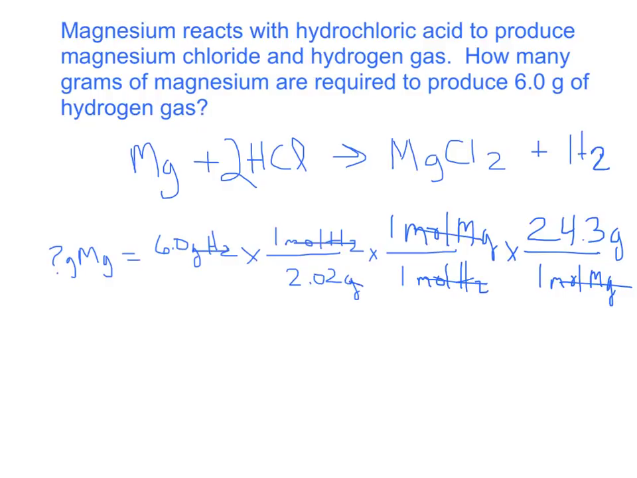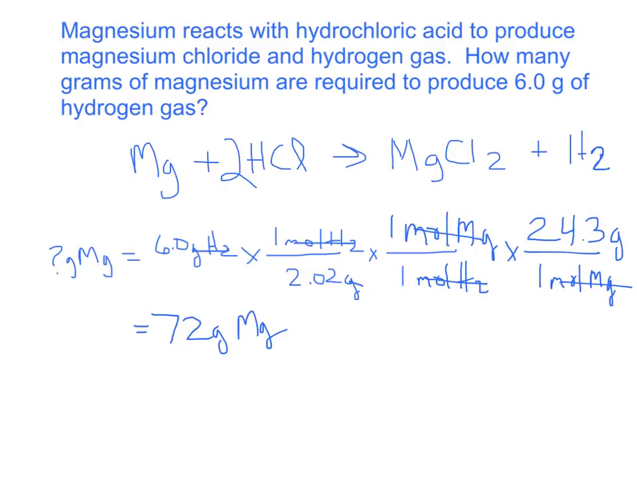Now we are left with 72, with the correct sig figs, grams of magnesium. So if you completely reacted 72 grams of magnesium in as much hydrochloric acid as it needed, that would be what you'd need to get 6 grams of hydrogen gas.